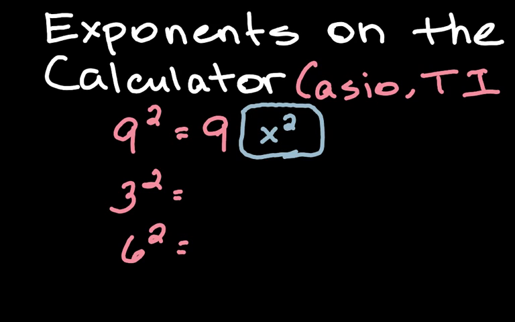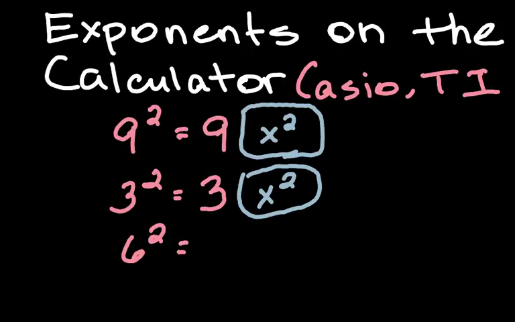If you put in the 3, you would put in x squared. What I want you to do is use your calculator to quickly figure out what they are. If you press the 9 and the x squared key, you should get 81. 3 and then pressing the x squared key will give you 9.